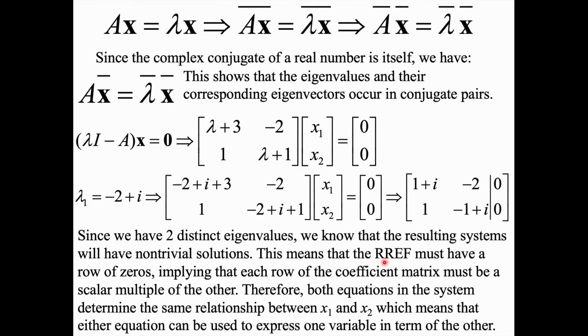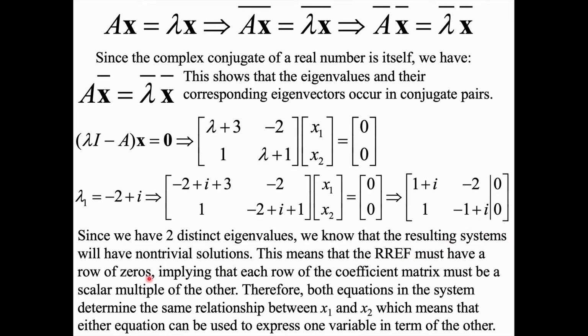We know that if we did find the reduced row echelon form, it must have a row of zeros. Reason? Well, if it didn't have a row of zeros, then the RREF would be the identity matrix, which means that the only solution to this homogeneous system would be the trivial solution, 0, 0. And you know that a zero vector, 0, 0, cannot be an eigenvector, nor are we expecting to get 0, 0 in this case, because we have two distinct eigenvalues, going back to our eigenvalue theorems.